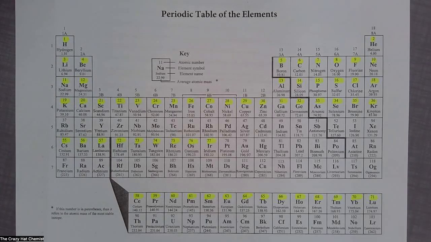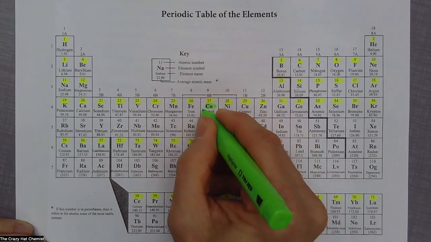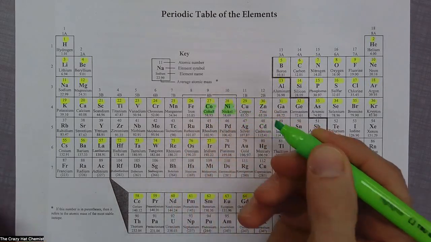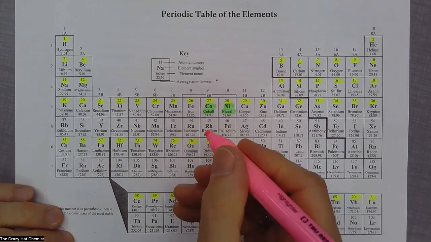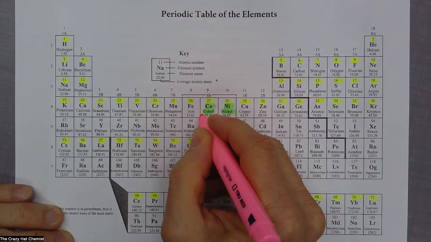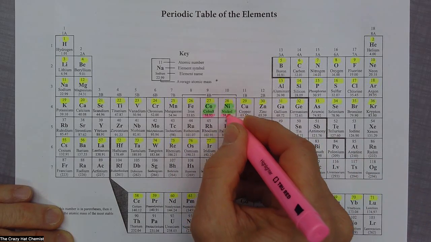Like I had said before, Dmitri Mendeleev organized his periodic table according to atomic mass, and that was slightly different. There are a few elements that have flipped positions. For example, take a look at cobalt and nickel. Cobalt has a mass of 58.93 and nickel has a mass of 58.60.